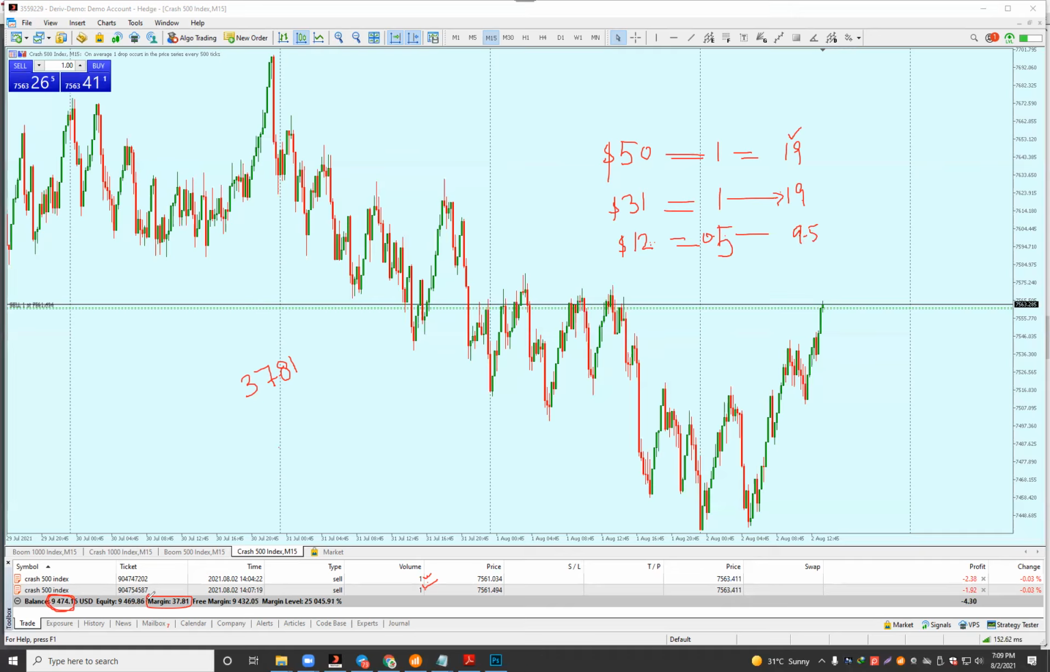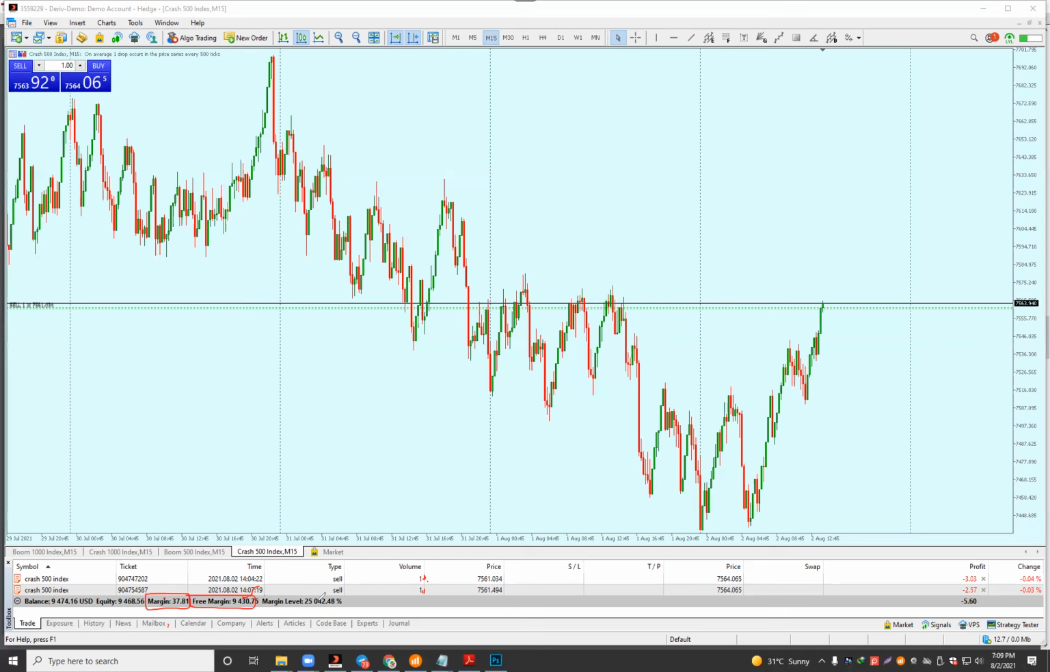So the margin is the amount for which your trades are open, and that amount is reserved from your balance. So margin is your trading value which is reserved from the balance. Free margin is what? This balance is free. From this balance you can buy more or you can sell more.